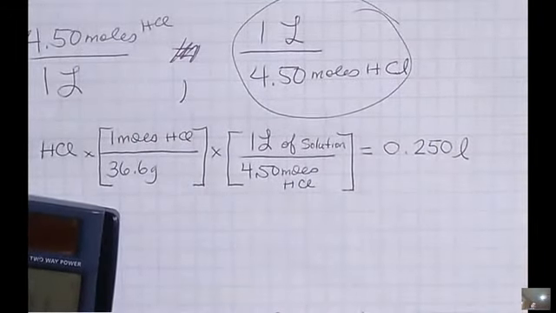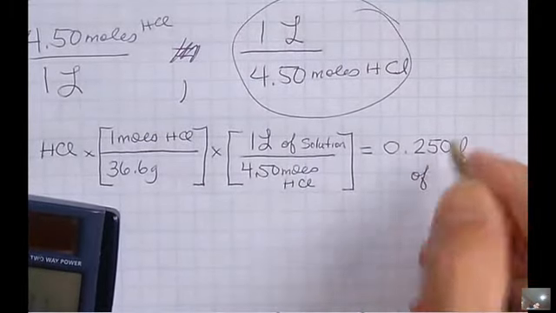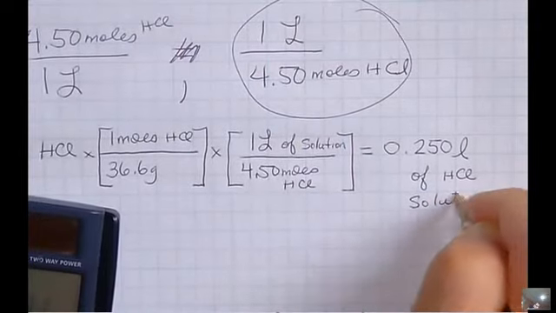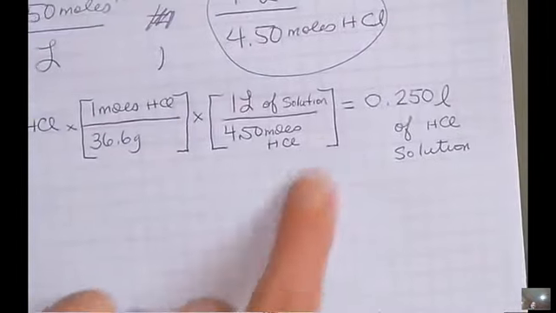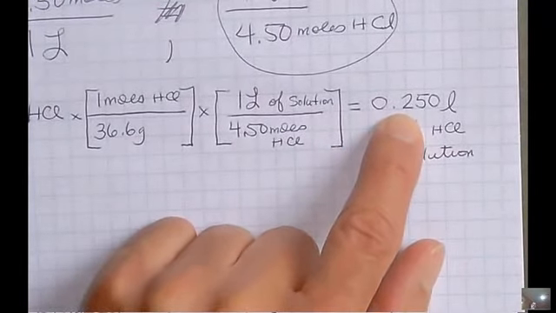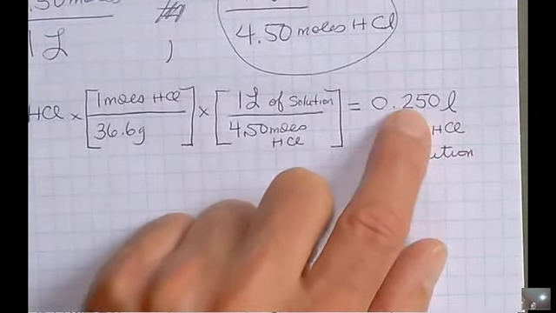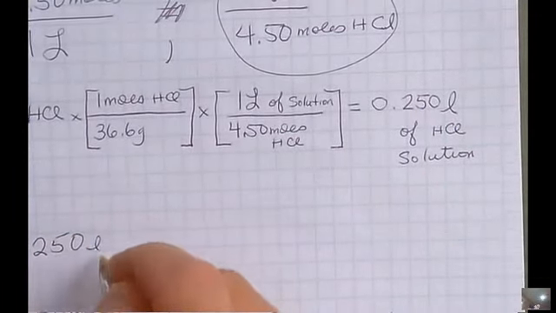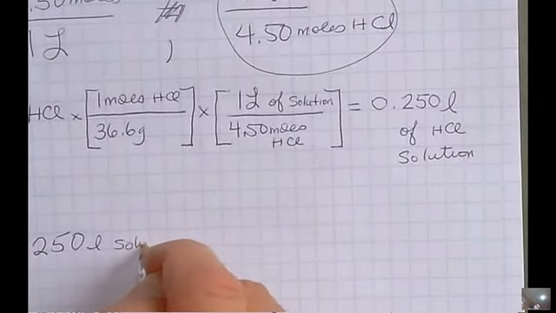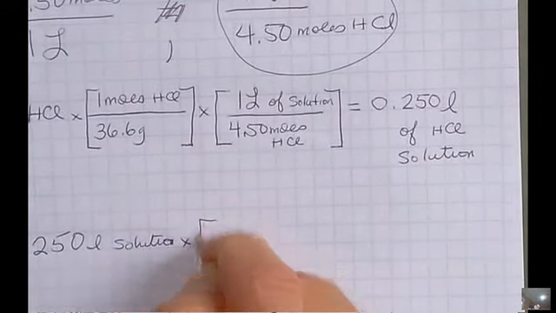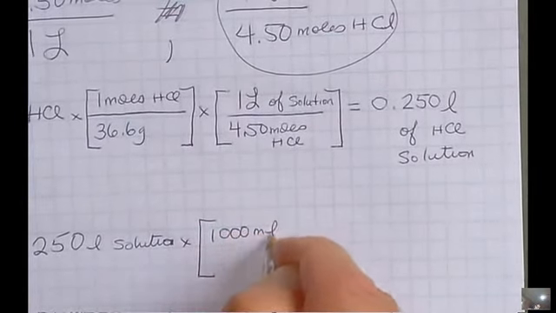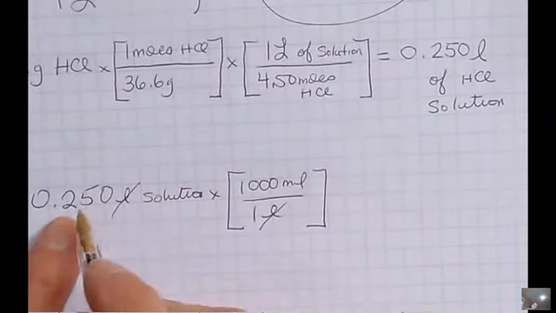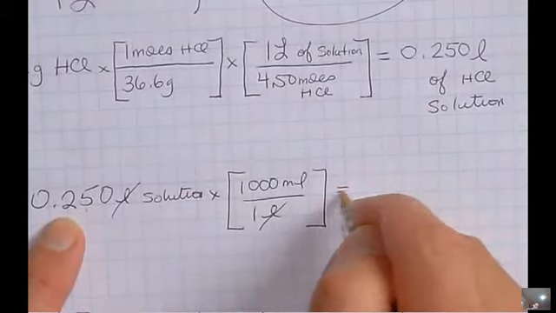Okay, a quarter of a liter, not of water, of this HCl solution. Well, how much is that in milliliters? Well, it's 250 milliliters because it takes 1,000 milliliters to make a liter. So 0.250 liters of solution times 1,000 milliliters in every 1 liter. Liters are going to cancel out. 0.25 times 1,000 gives me 250.